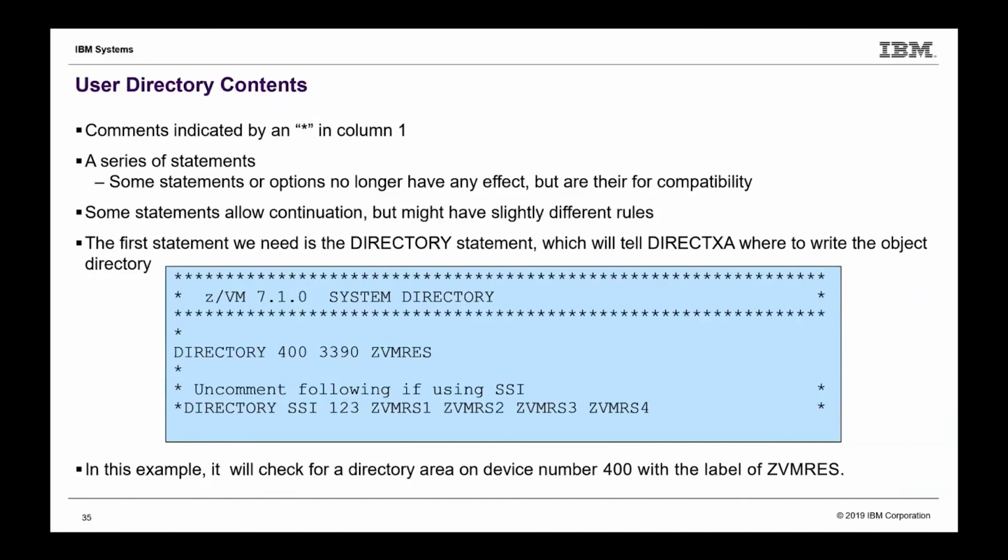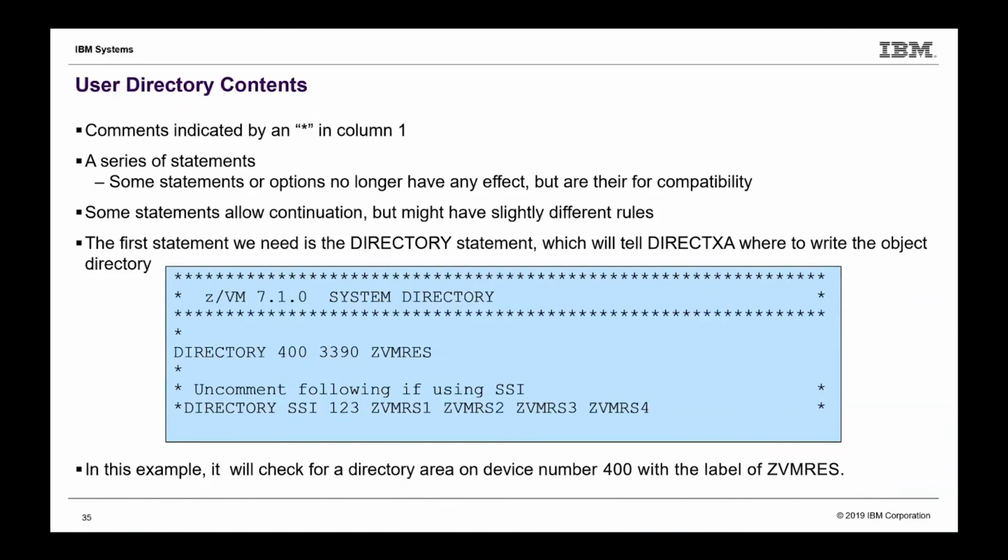And one of the first things that we're going to want to put in there is a DIRECTORY statement, right? Which when this thing gets processed will tell DIRECTXA, where is my directory? Where am I supposed to be writing it to? In this case, my example here is going to be a device number 400, that's a 3390, and has a volume serial of ZVMRES.